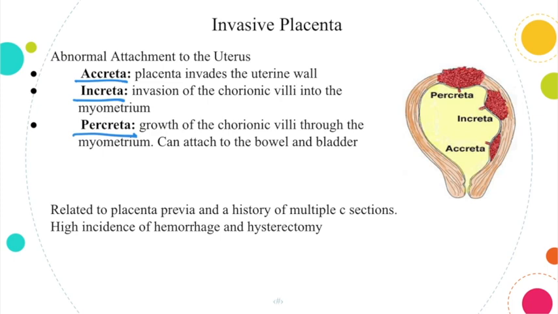An increta, it gets deeper into the uterus. See, it's farther in. It goes into the myometrium. And a percreta goes through the muscle and can attach to organs around it. All right? Again, with the understanding that placentas have an issue with scarring in the past, they're drawn to scars. So it's related to placenta previa and a history of multiple C-sections. So the more C-sections they've had, the higher the risk for an invasive placenta. There's also a high incidence of hemorrhage and hysterectomy here.